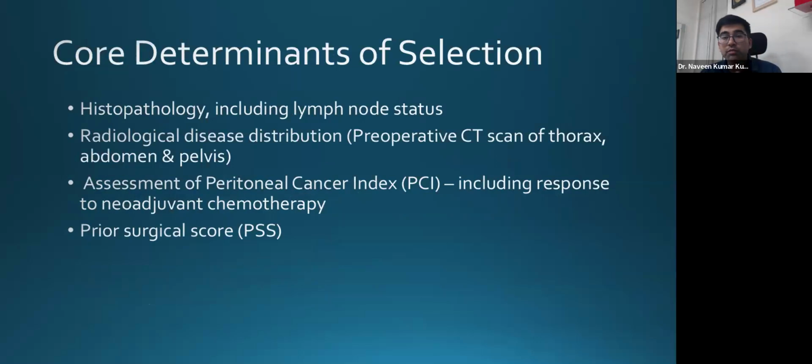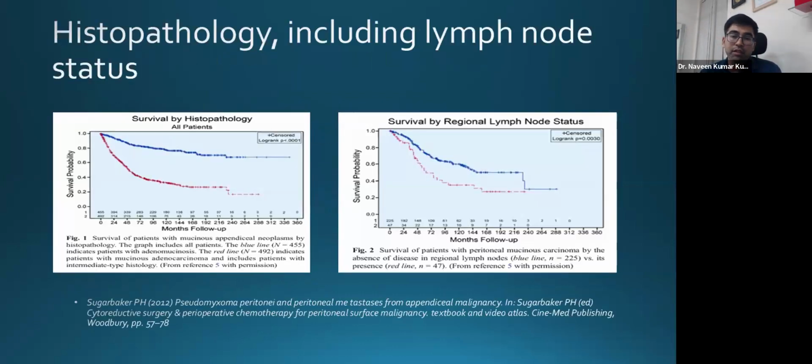Now, what are the core determinants which we have to consider while selecting the patient? Number one is histopathology, including the lymph node status. Second is radiological disease distribution, in which we do a preoperative CT scan of the thorax, abdomen, and pelvis. Third is assessment of the peritoneal cancer index, including the response to neoadjuvant chemotherapy, and there is something called a prior surgical score, or the PSS. Now, the very first thing: histopathology, including the lymph node status.